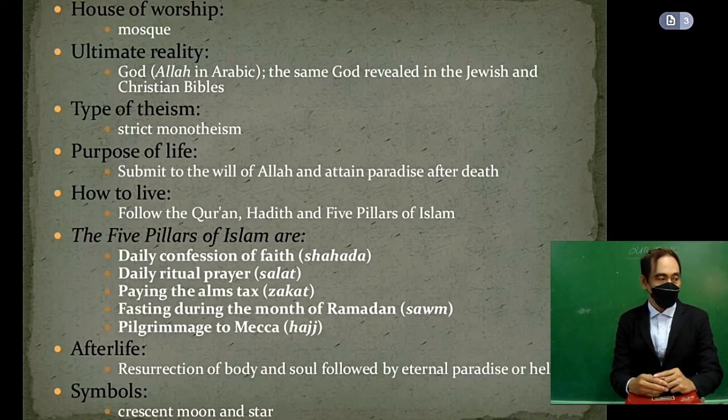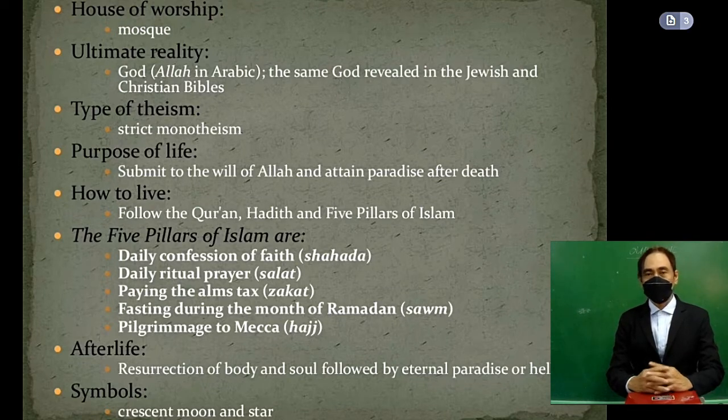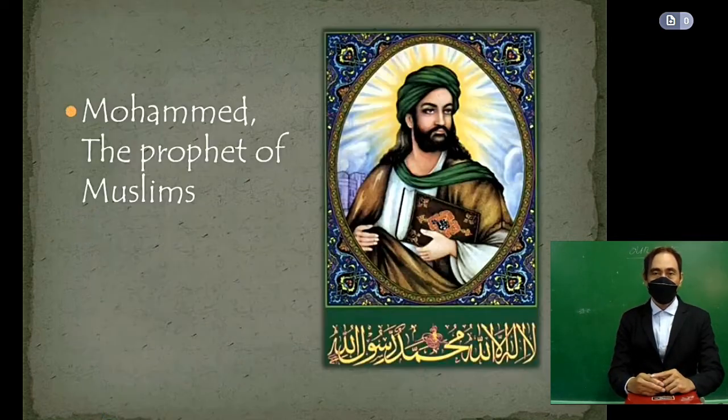The five pillars of Islam are daily confession of faith, shahada; daily ritual prayer, salat; paying the alms tax, zakat; fasting during the month of Ramadan, saum; and pilgrimage to Mecca, Hajj. Afterlife: resurrection of body and soul, followed by eternal paradise or hell. Symbols: crescent moon and star.